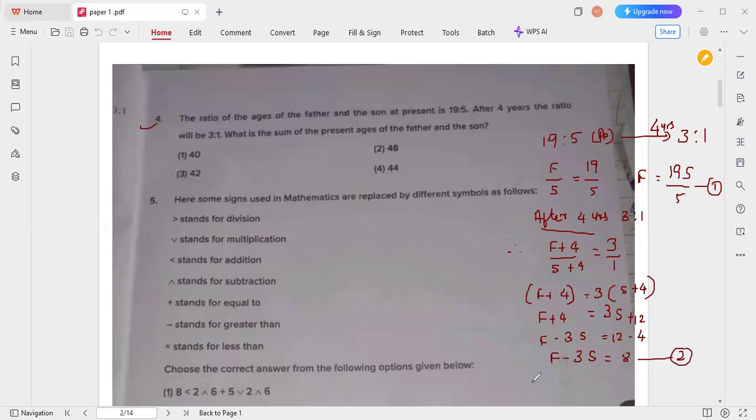Okay, so next, just substitute with the present ratio, that is 19S/5 - 3S = 8. Take this as equation 3. Just take the LCM, that is 19S - 15S over 5 equals 8. Once we take the LCM, that is 4S/5 = 8.